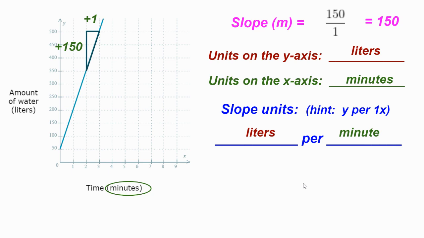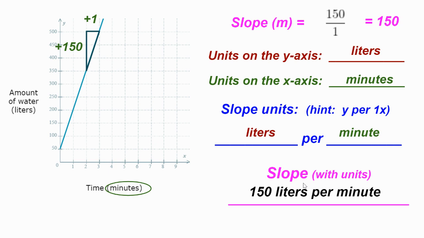And what's our final answer? Let's put it all together. What's the slope with the units in this problem? This particular, what it is, it's 150 liters per minute. Whatever's going on, it's increasing, and we're adding 150 liters every minute to whatever we're filling up right there. So that's the idea. That's what's going on in the graph.